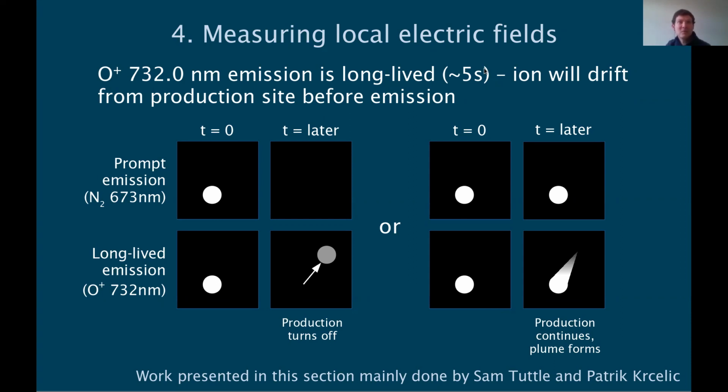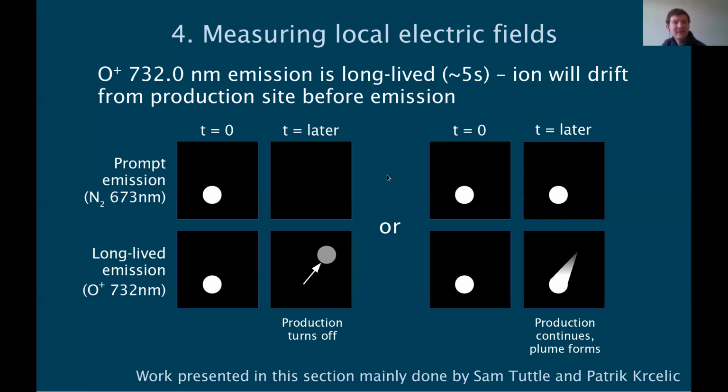It means that once the ions are produced, then the ions will drift from that production site before they actually produce the emission. So we see the emission after they've been produced, or some of them will emit straight away. It's a statistical process, but on average they will drift.